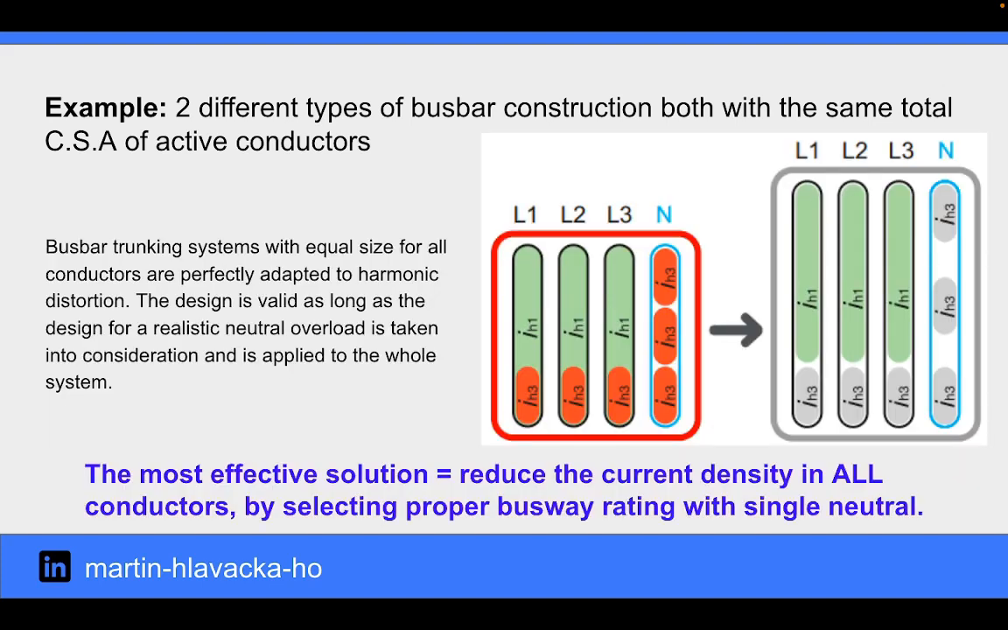In conclusion, the most effective solution is to reduce the current density in all conductors by selecting the appropriate busway rating with a single neutral.